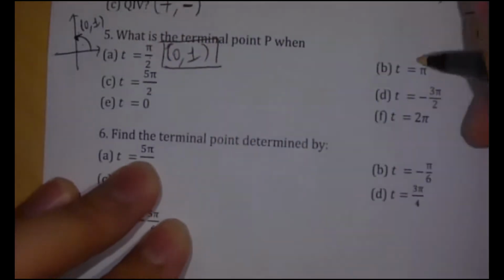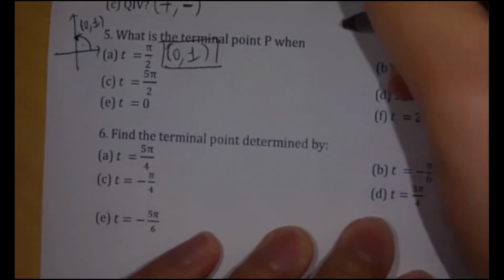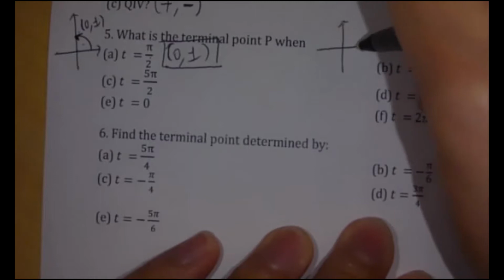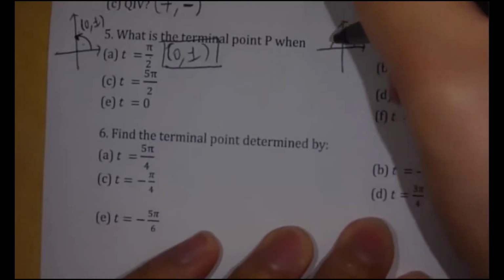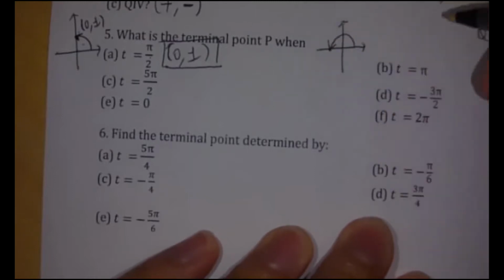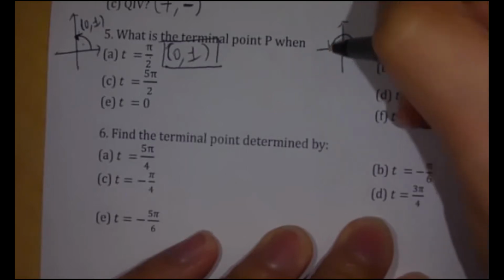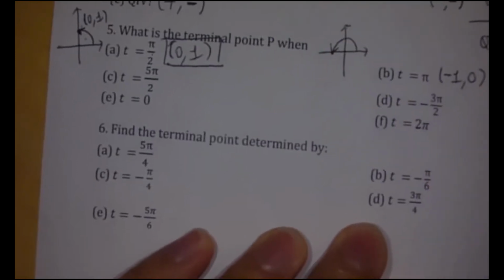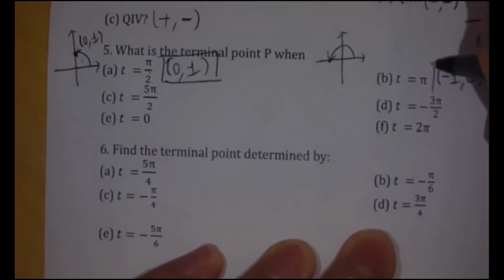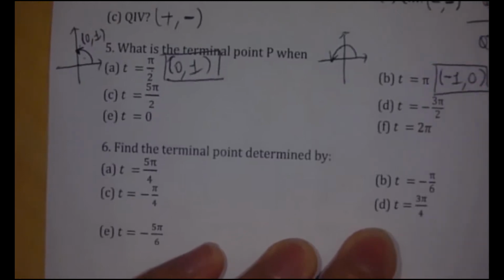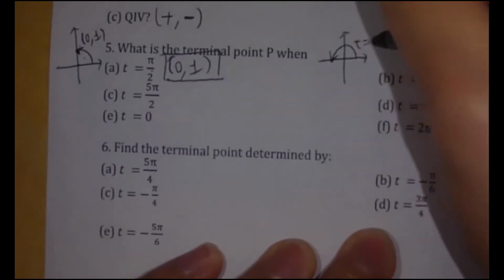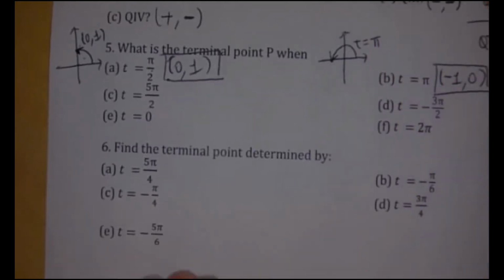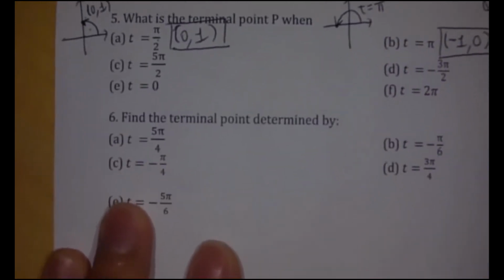All right, next we have part B. That's t equals pi. So pi is 180 degrees. That'll be over here. The coordinate here is going to be negative 1, 0. Okay, negative x coordinate, so negative 1, 0, y coordinate 0. So this is t equals pi.